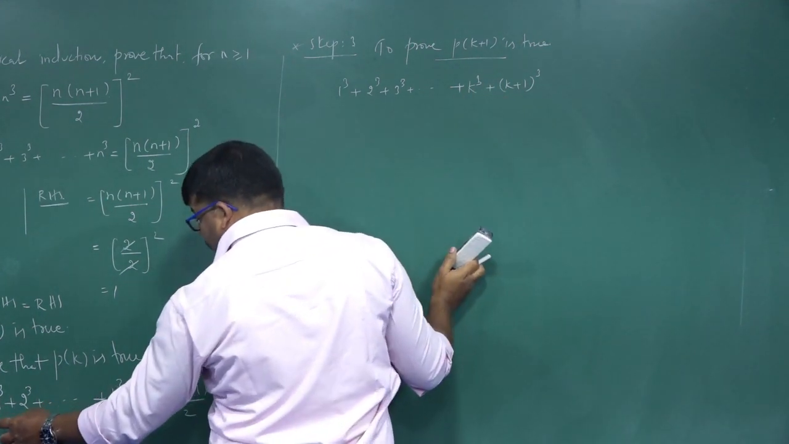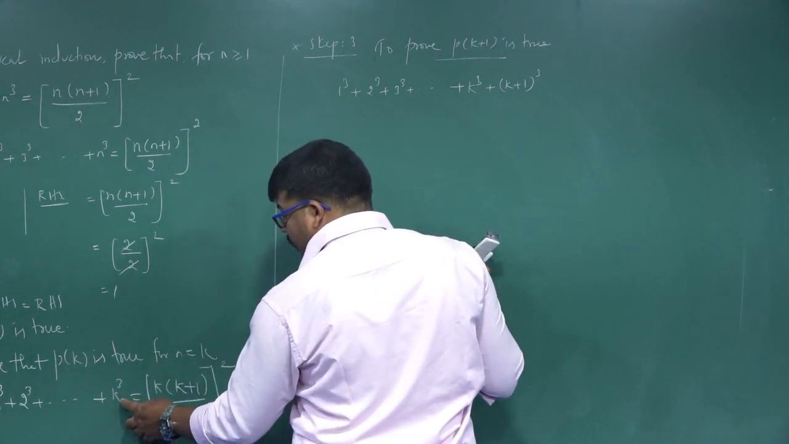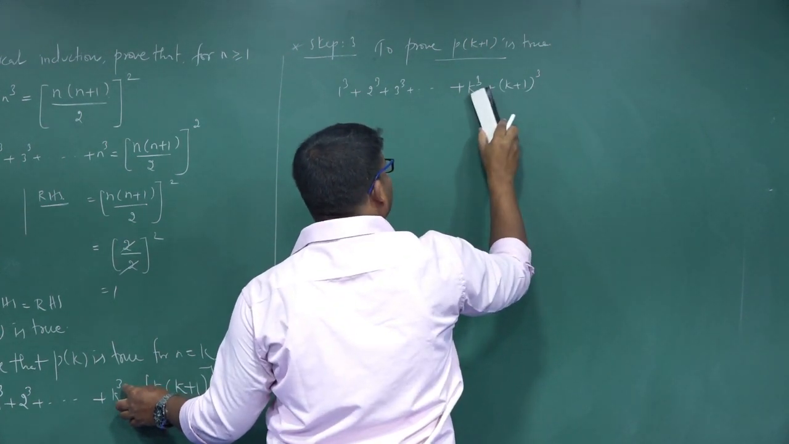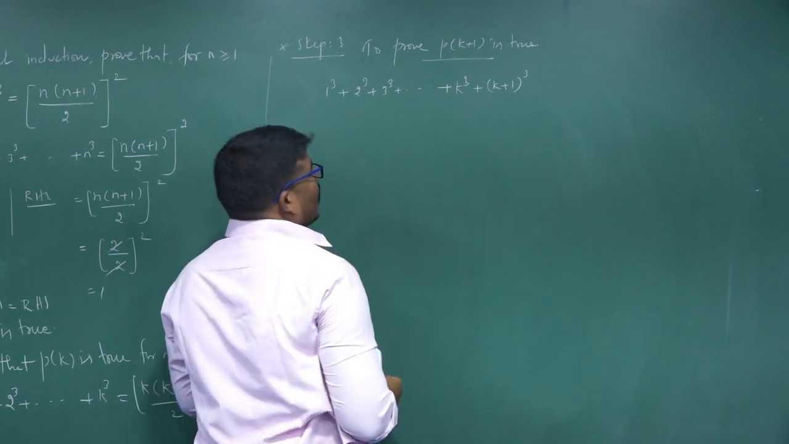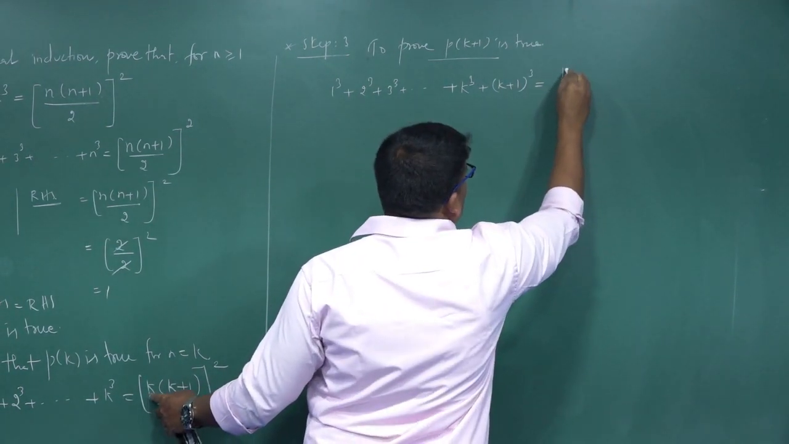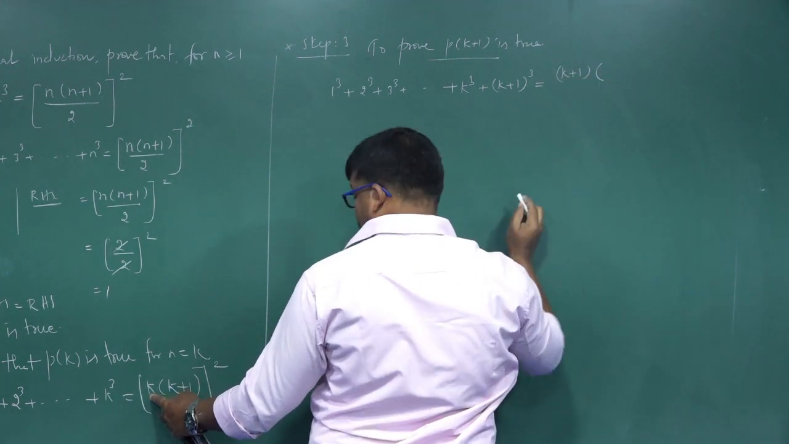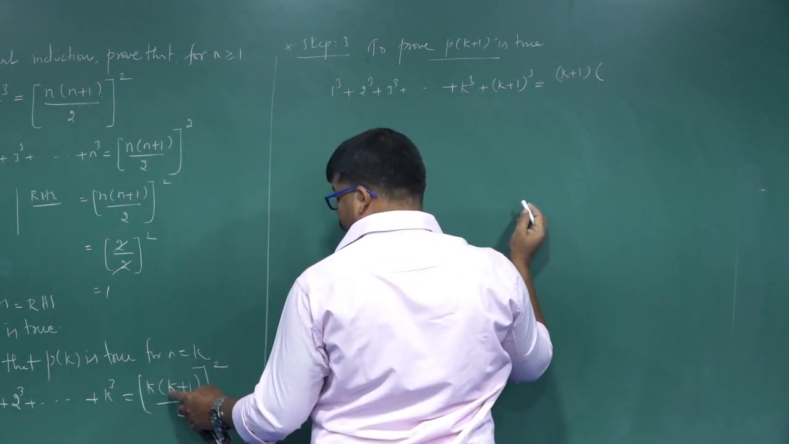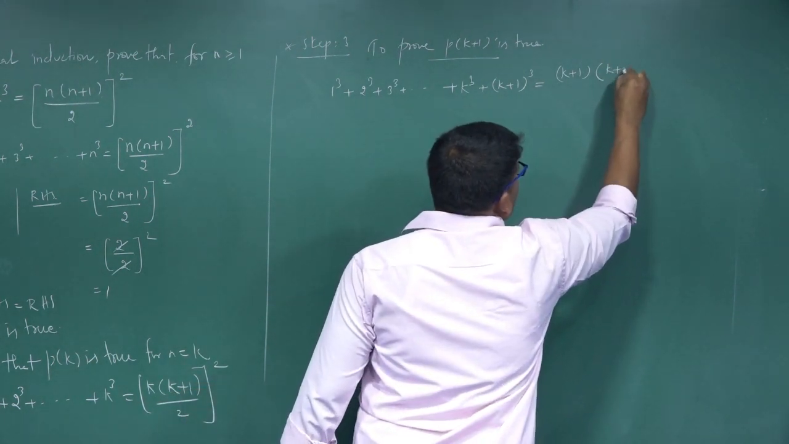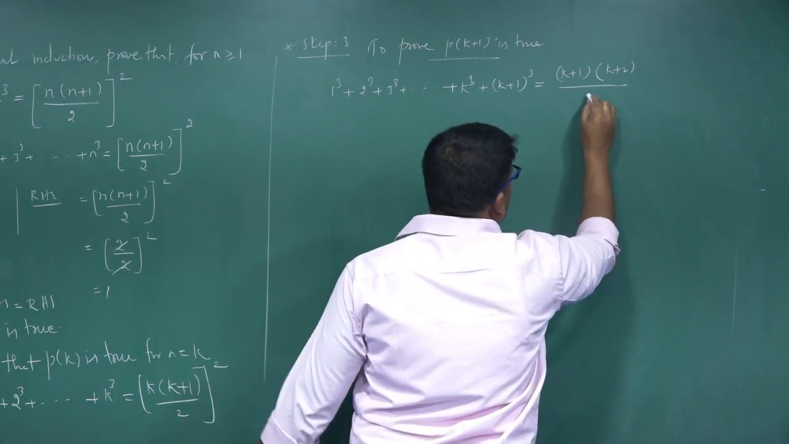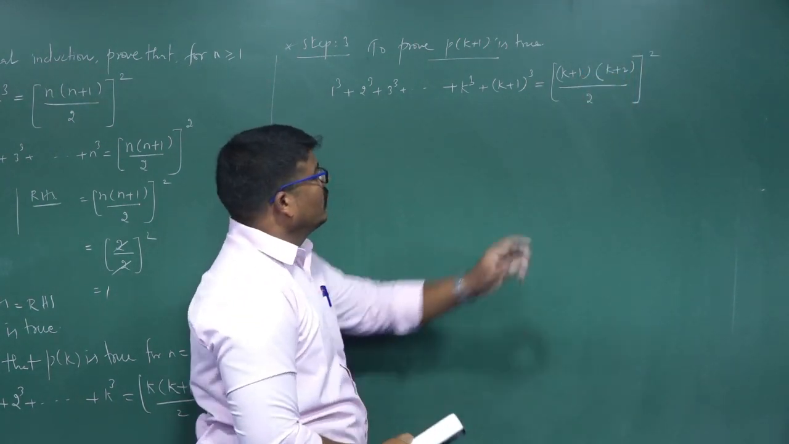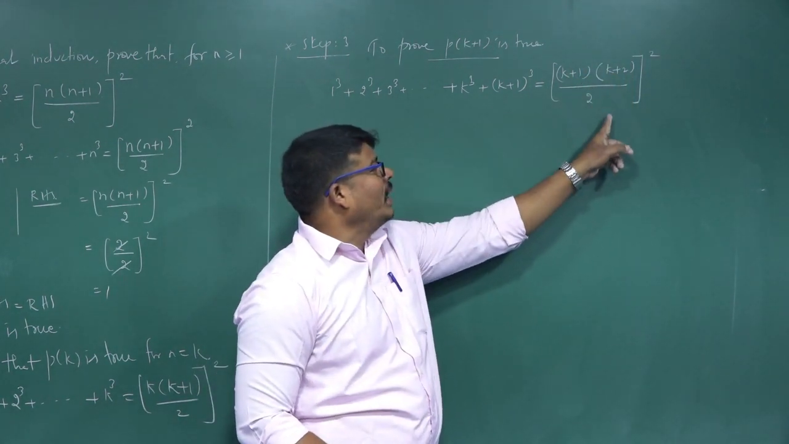Or P of k is 1 cube plus 2 cube and so on, k cube, put the value k is k plus 1 whole cube. The previous terms are k cube. Now substituting k is k plus 1, k plus 1 into k plus 1 plus 1, which is k plus 2, k plus 2 divided by 2 whole square. You have to prove k plus 1 into k plus 2 by 2 whole square.